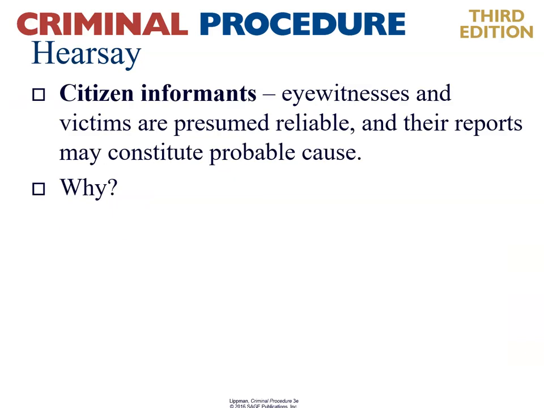So let's look at each one of these individually very quickly. Citizen informants. These are basically eyewitnesses and victims, and they are presumed reliable, right? And their reports may, in fact, constitute probable cause because these individuals really don't have a motive to distort the truth. And their credibility is enhanced even more by the fact that they are often interviewed immediately after observing a crime or being victimized by somebody.